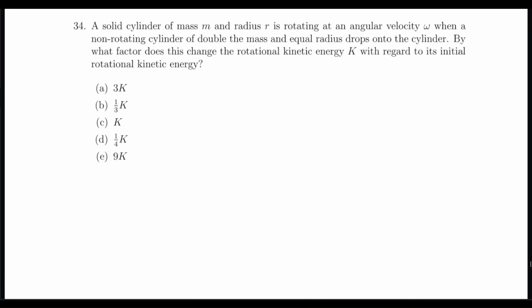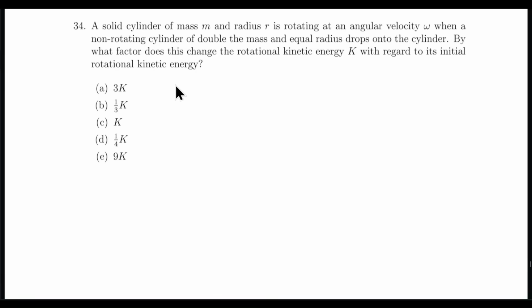All right. For this one, there is a solid cylinder of mass m and radius r rotating at omega, when a non-rotating cylinder of double the mass and equal radius drops onto the cylinder. By what factor does this change the rotational kinetic energy with regard to its initial rotational kinetic energy? So this involves energy, but to start with, we need to conserve the angular momentum.